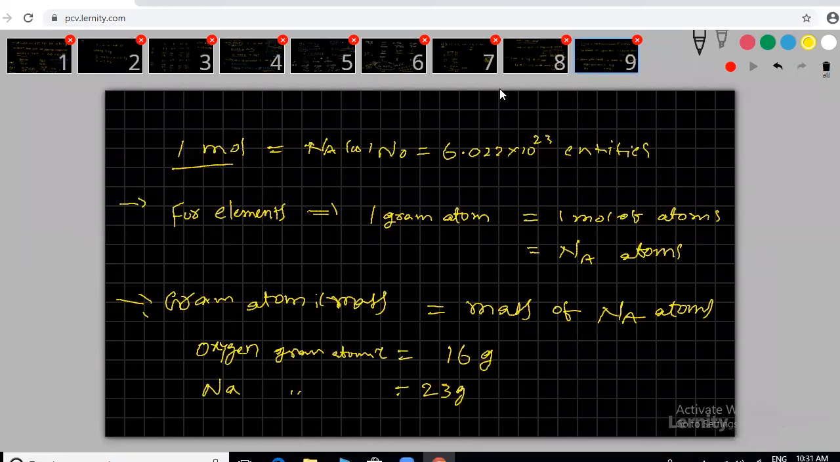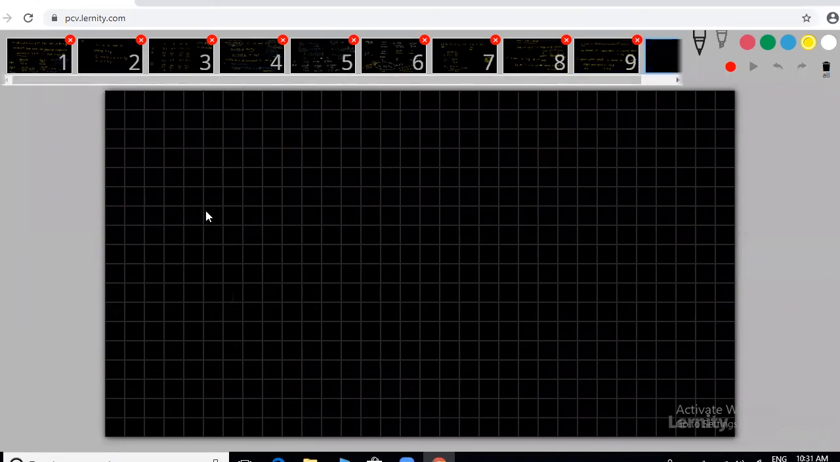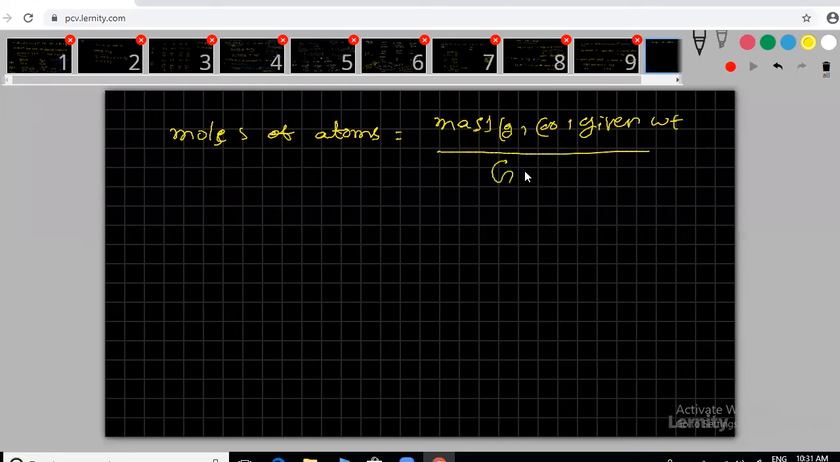Yes, very good, sir. Moles of atoms equal to mass in grams, or given mass, divided by gram atomic mass.